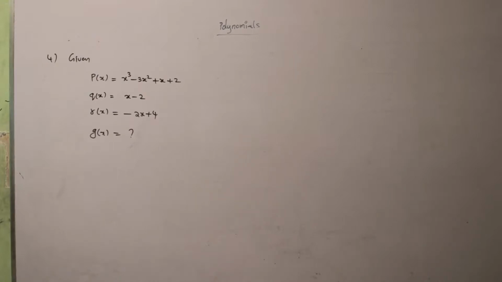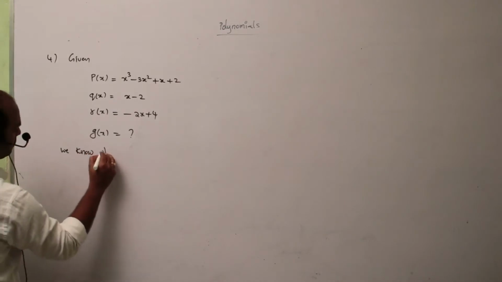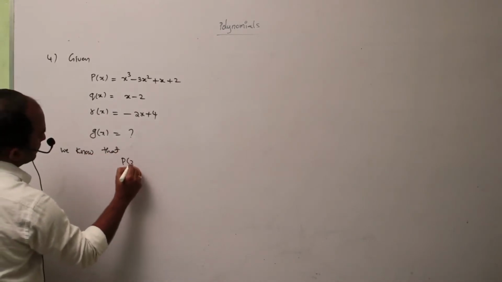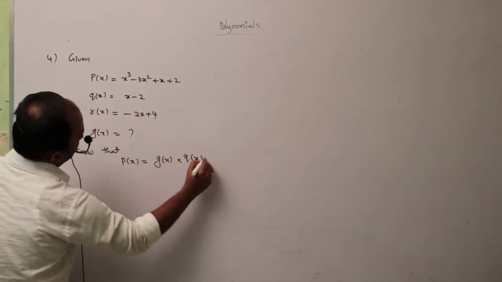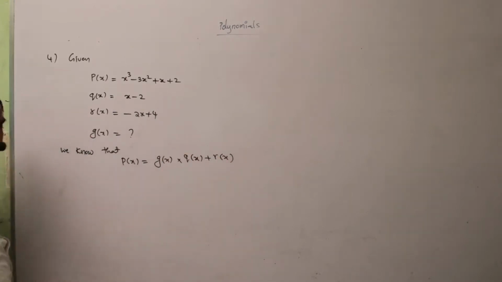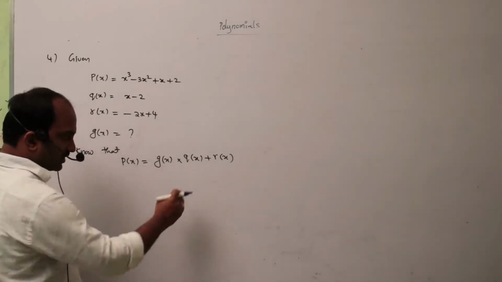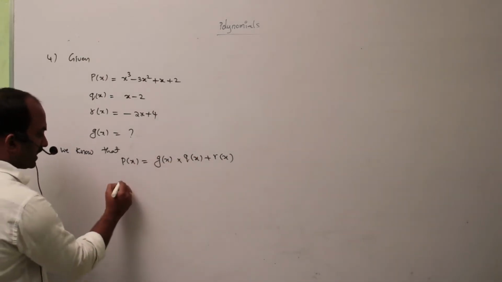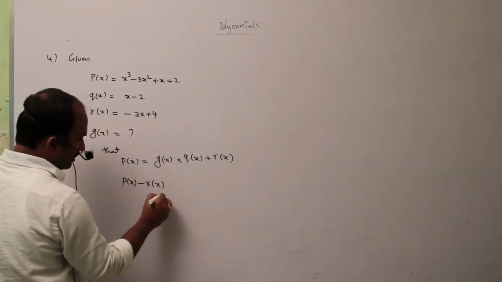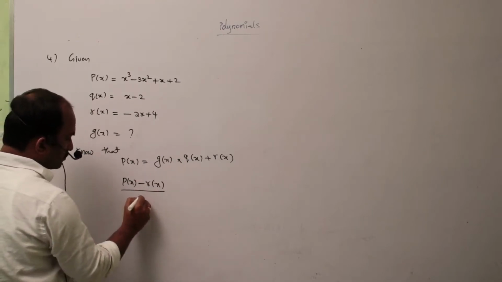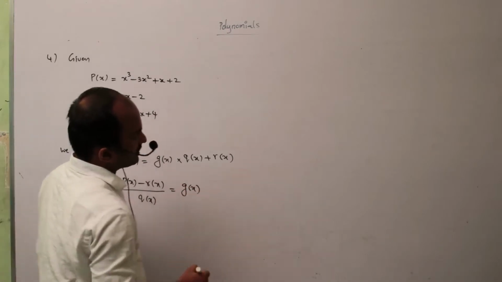So we know very clearly that P of x is equal to g of x into q of x plus r of x. This is called the division algorithm. Now we want g of x. That's why remaining all, one by one, you have to carry to the other side. P of x minus r of x divided by q of x is equal to g of x.